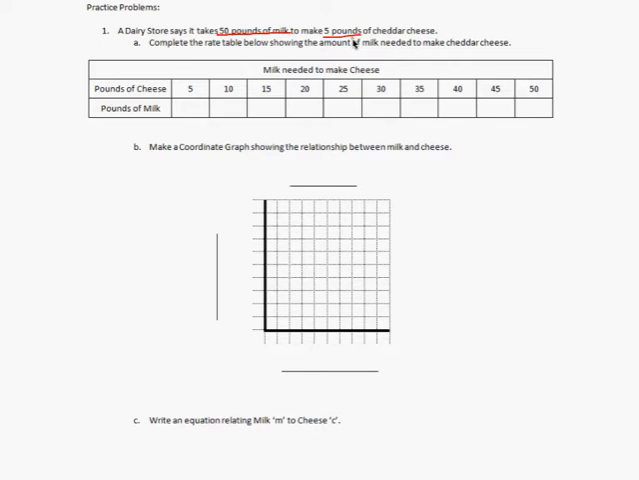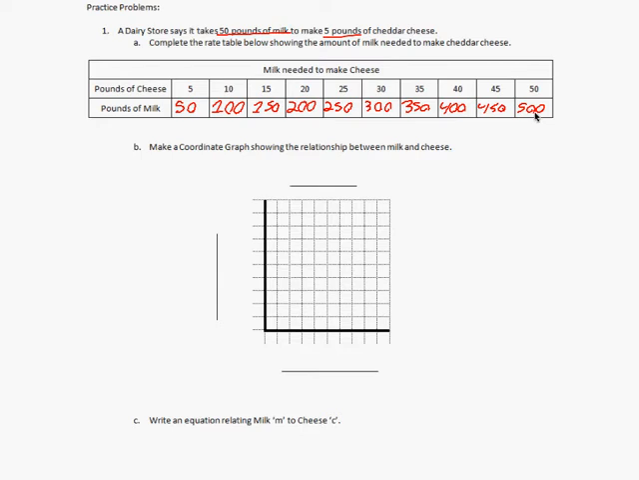So, to make 5 pounds of cheese, we need 50 pounds of milk. Every 5 pounds, we need another 50 pounds of milk. So it counts up by 50s. It made it easy on us. 250, 300, 350, 400, 450, 500.